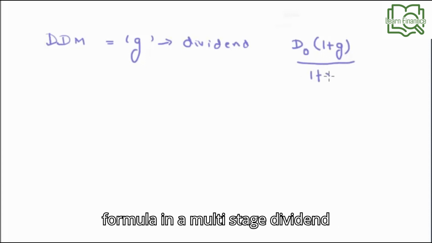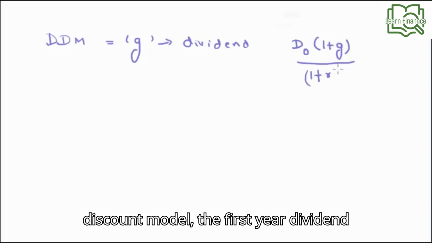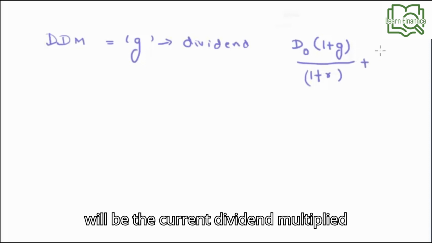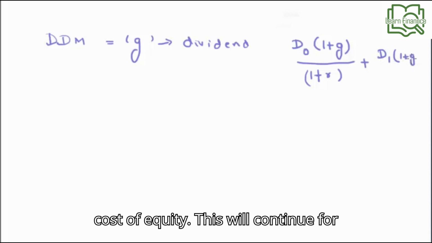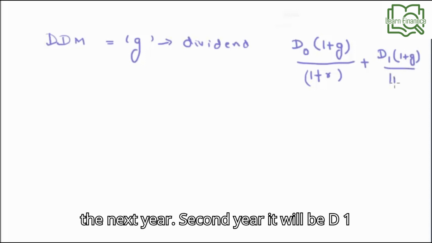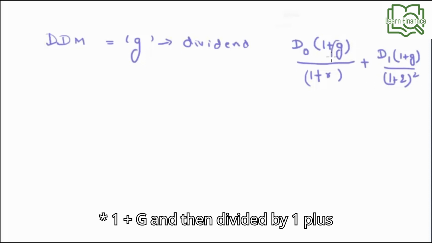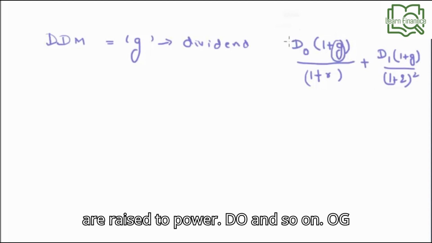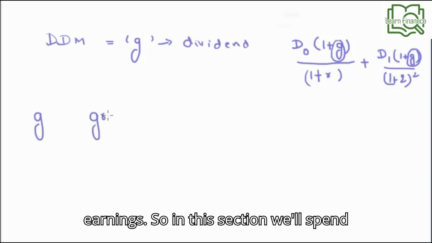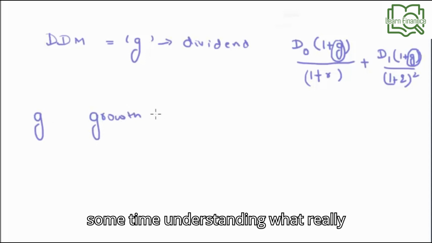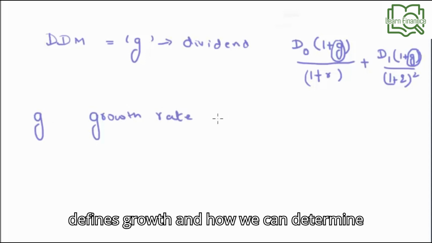The formula in a multi-stage dividend discount model, the first-year dividend will be the current dividend multiplied by 1 plus G, and then divided by 1 plus cost of equity. This will continue for the next year. Second year it will be D1 multiplied by 1 plus G, and then divided by 1 plus R raised to power 2 and so on. So, G is a growth rate in dividends or earnings. So in this section, we'll spend some time understanding what really defines growth and how we can determine it.